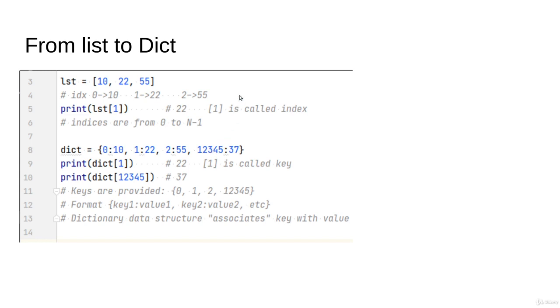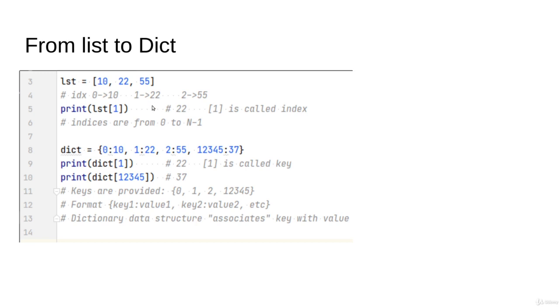Let's try to make some comparison between list and dictionary so that it helps us to understand the shift from that to that one. When we define a list here, assign it to a list of 10, 22, 55, then we know that the index of 0 is 10, index of 1 is 22, index of 2 is 55. So we can print here the list of 1 is 22. But indexing the array must be limited to only these three values, 0 and 1 and 2.